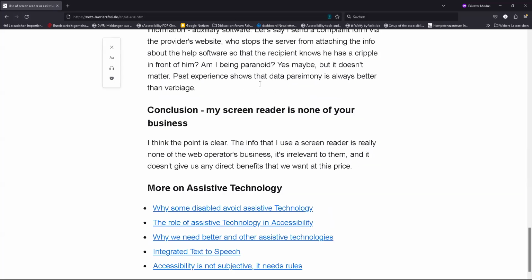I think the conclusion is that the usage of screen readers or other assistive technologies is not your business. You should only care to make the website as accessible as possible, and use the universal rules of accessibility from the WCAG to make your website accessible.